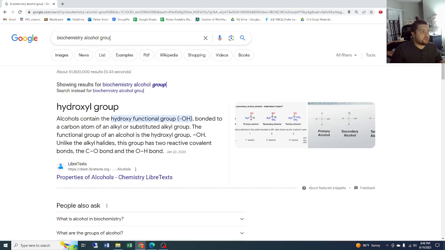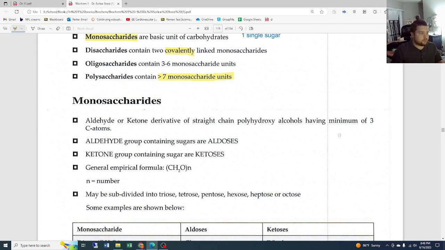So the hydroxy, that OH group, is actually what is going to be making it an alcohol. The functional group of an alcohol is the hydroxyl group. Okay, but these are derivatives of the straight chain polyhydroxy alcohols having at least 3 carbon atoms. Here's a thing that we'll want to remember, just name-wise: aldehydes are aldoses and ketones are ketoses.